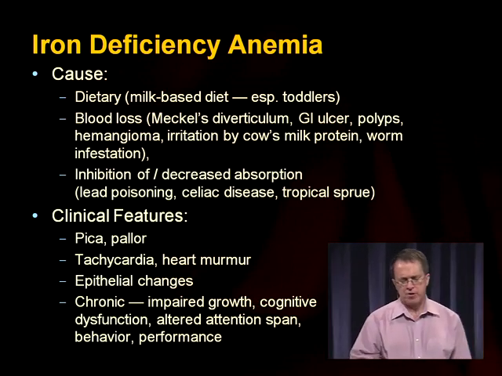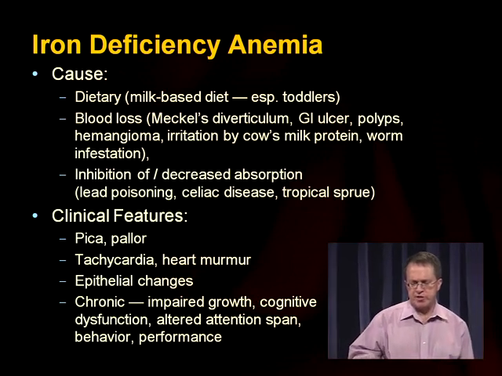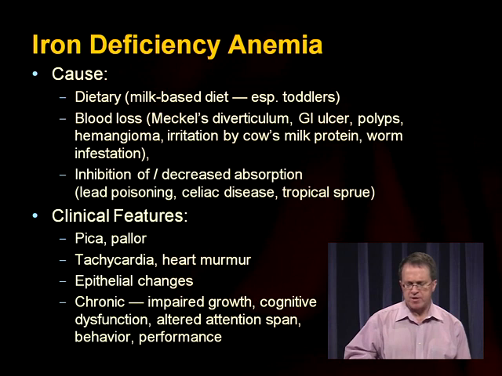Tachycardia, heart murmurs, gallop to me is really a sign of enough impairment that we would consider that something to be transfusion worthy. In the cases of chronic iron deficiency, you can see impaired growth. There's a lot of evidence now that iron deficiency is linked with cognitive dysfunction, altered attention span, behavioral issues, and what's really most important for kids, school performance.